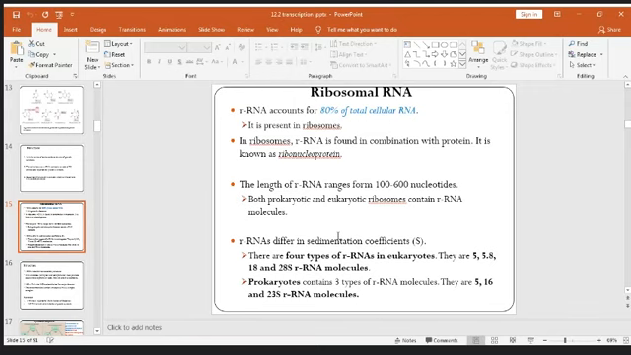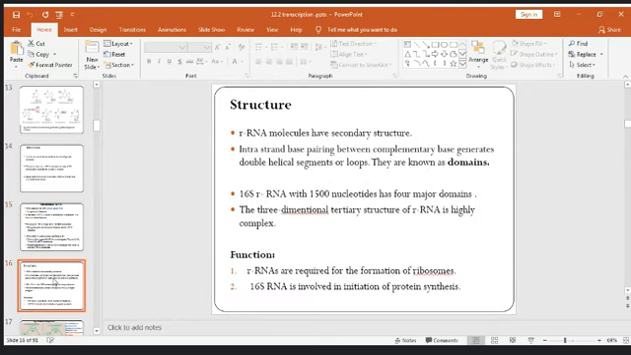Prokaryotes contain 3 types of ribosomal RNA molecules, which differ somewhat from the eukaryotic ribosomal RNA subunits. They are the 5S, 16S, and 23S ribosomal RNA molecules. And each of those molecules has its own function during the protein synthesis process.